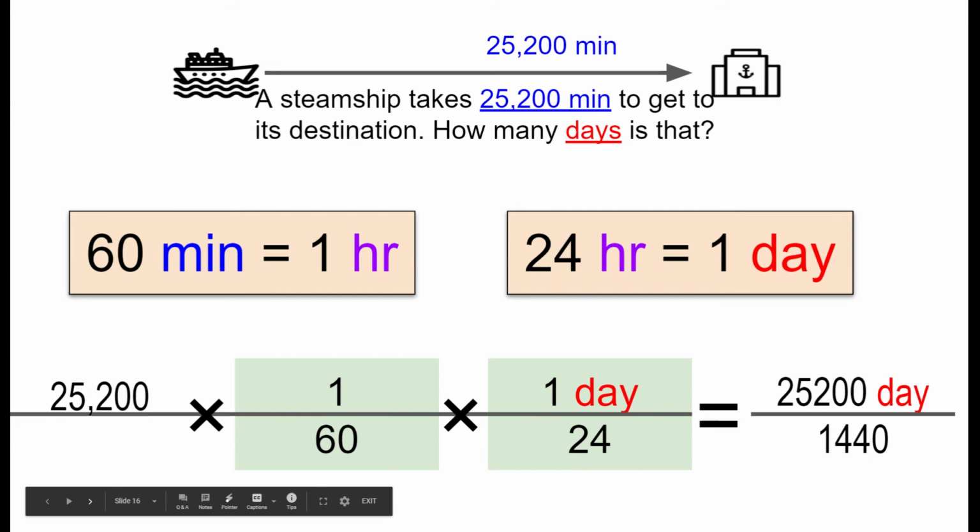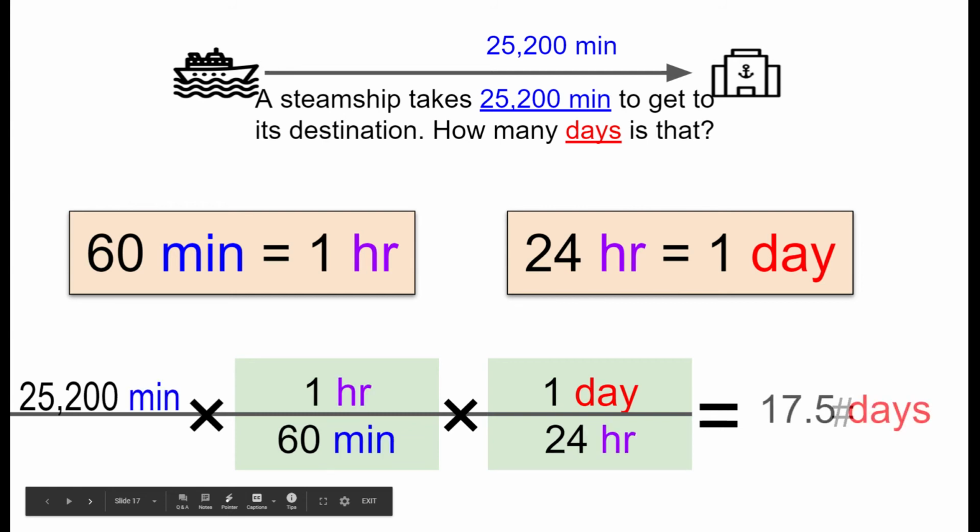So when we multiply, we'll get 25,200 days in the numerator. We'll get 60 times 24, which is 1440 in the denominator, and then we'll divide that fraction and we'll get our final answer, which is 17.5 days.